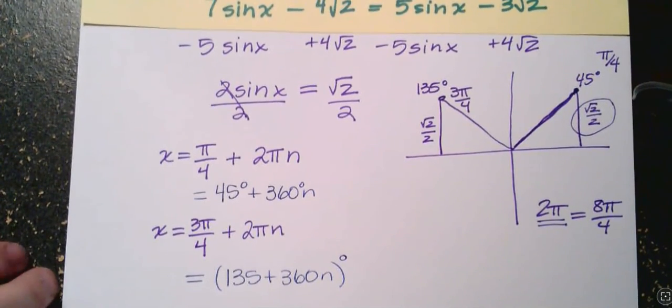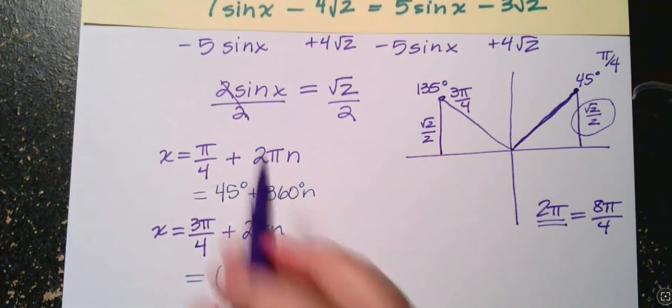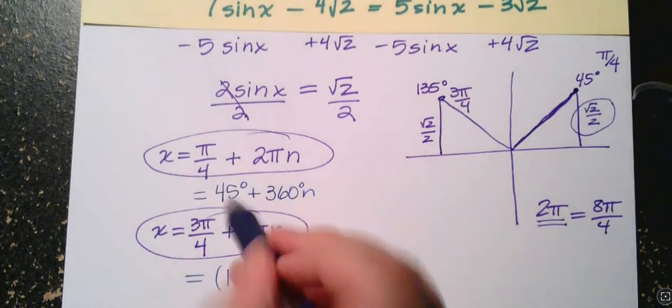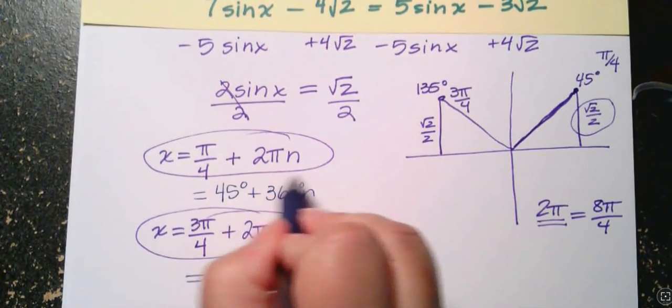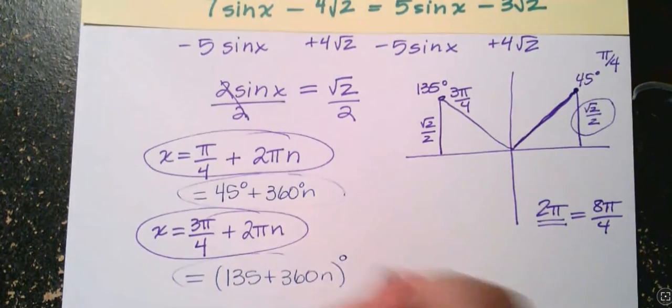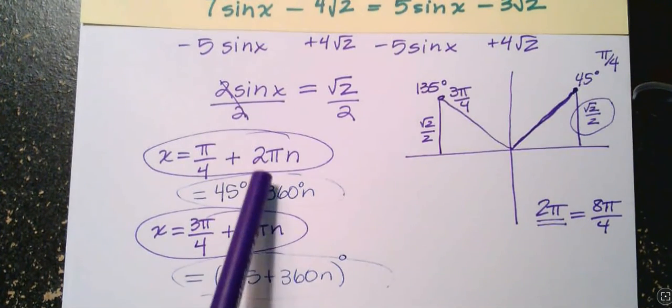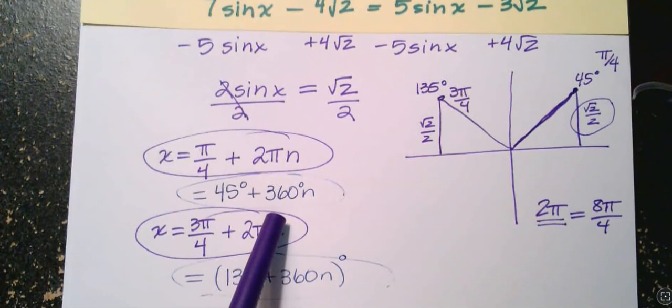So in radians, I have 2 answers. This one and this one. In degrees, I have 2 answers. Let me point out one thing. Sine and cosine come back to the same spot with the same values, basically. Your values repeat every once around the circle. So 2 pi or 360. So do secant and cosecant because they go with sine and cosine.